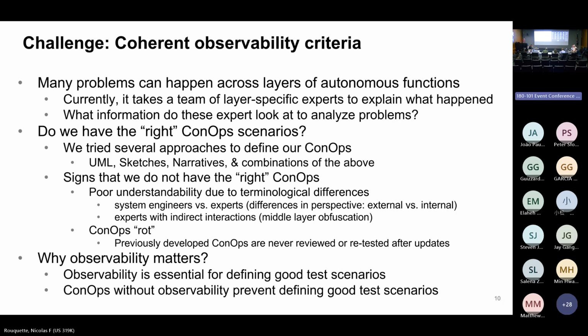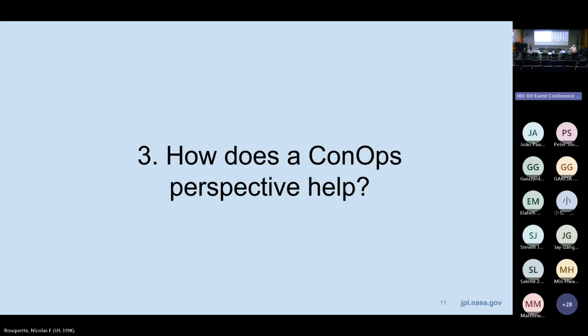Observability is essential to define good test scenarios, right? If we say we expect the rover to do A, B, and C, how do you tell if it has done A or D or B or E, as opposed to what you want? And ConOps without observability then prevent defining good scenarios. It's almost like a vicious circle. And so how can we actually address these problems?